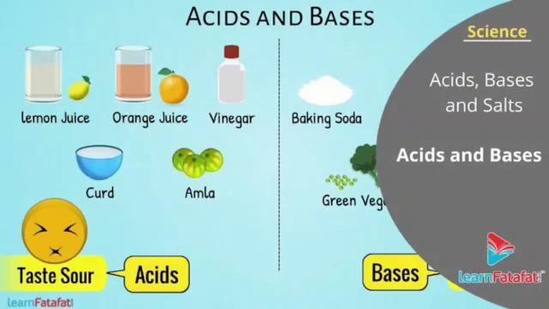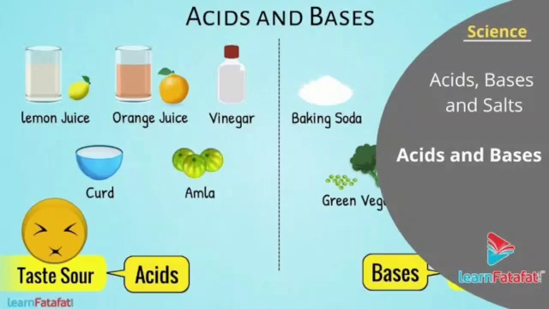So in order to test whether a thing is acidic or not, we can use indicators. Indicators are substances that change their color when they are added to acids and bases. Next, we are going to move on to the second part, that is bases.